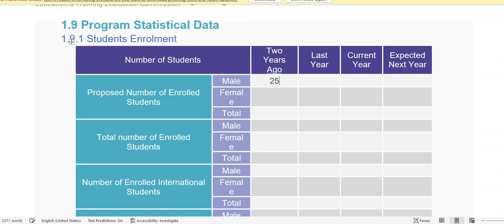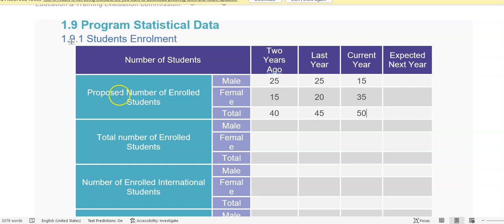For example, 25 males and 15 females, so the total is 40. This is proposed. Last year we also proposed 25, 20 female, and we have 45. And this year we proposed a number of enrolled students, for example, 15, 35, and we have 50.